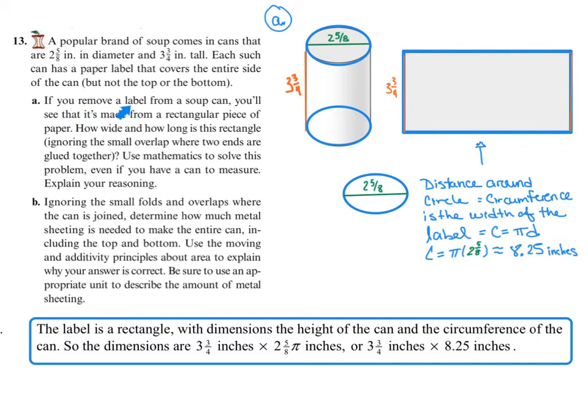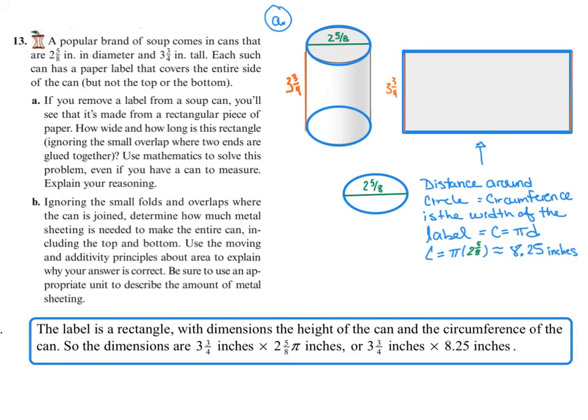So it says if you remove a label from a soup can, you'll see that it's made of a rectangular piece of paper. How wide and how long would this be for this particular can? So the height of this cylinder is the same as this dimension here on the rectangle, or the label. So if it's 3 3/4 inches tall on the cylinder, it's 3 3/4 inches here on the rectangle.